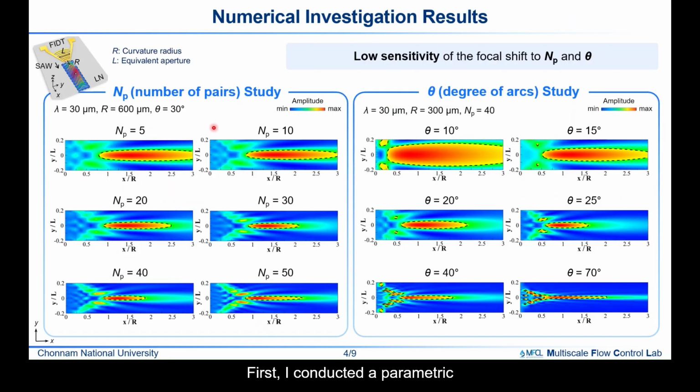First, I conducted a parametric study through numerical analysis. This figure shows the calculated wave field generated by a focus transducer. I investigated how the number of electrodes and the angle of the focus transducer affect the focal point position, and found that these 2 parameters do not significantly affect the focal point position.